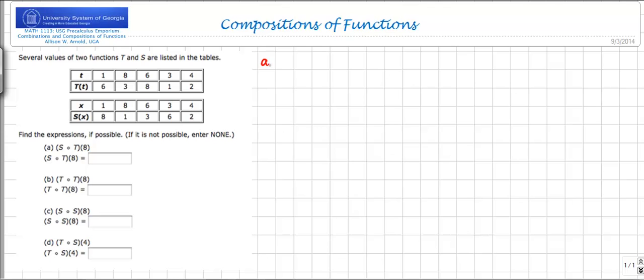So let's look at that. S composed with t of 8 really means s of t of 8. Now, in order to read the tables properly, we need to remember that when they're given horizontally like this, the top row is always the input row. So we want to substitute 8 into t. To do so, we get a value of 3.